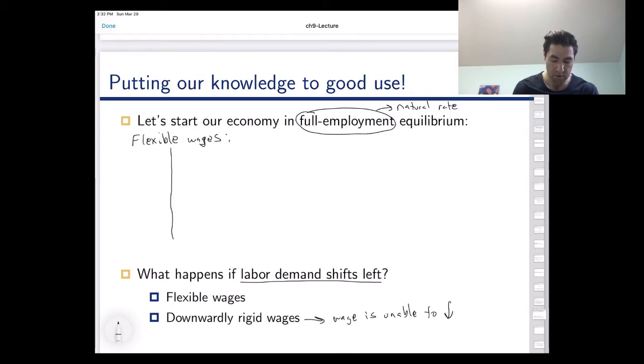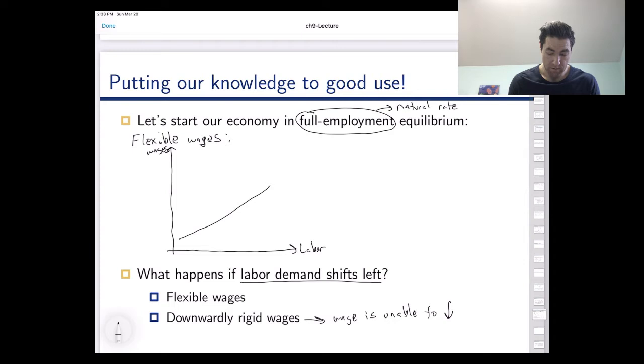And I'm going to draw our labor market. Labor on the horizontal axis, wages on the vertical axis. So we've got the labor supply curve and our downward sloping labor demand curve. And let's just start ourselves off in, like I said, full employment equilibrium, which doesn't mean the unemployment rate is zero. It means the unemployment rate is at the natural rate. So we'll call that L star.